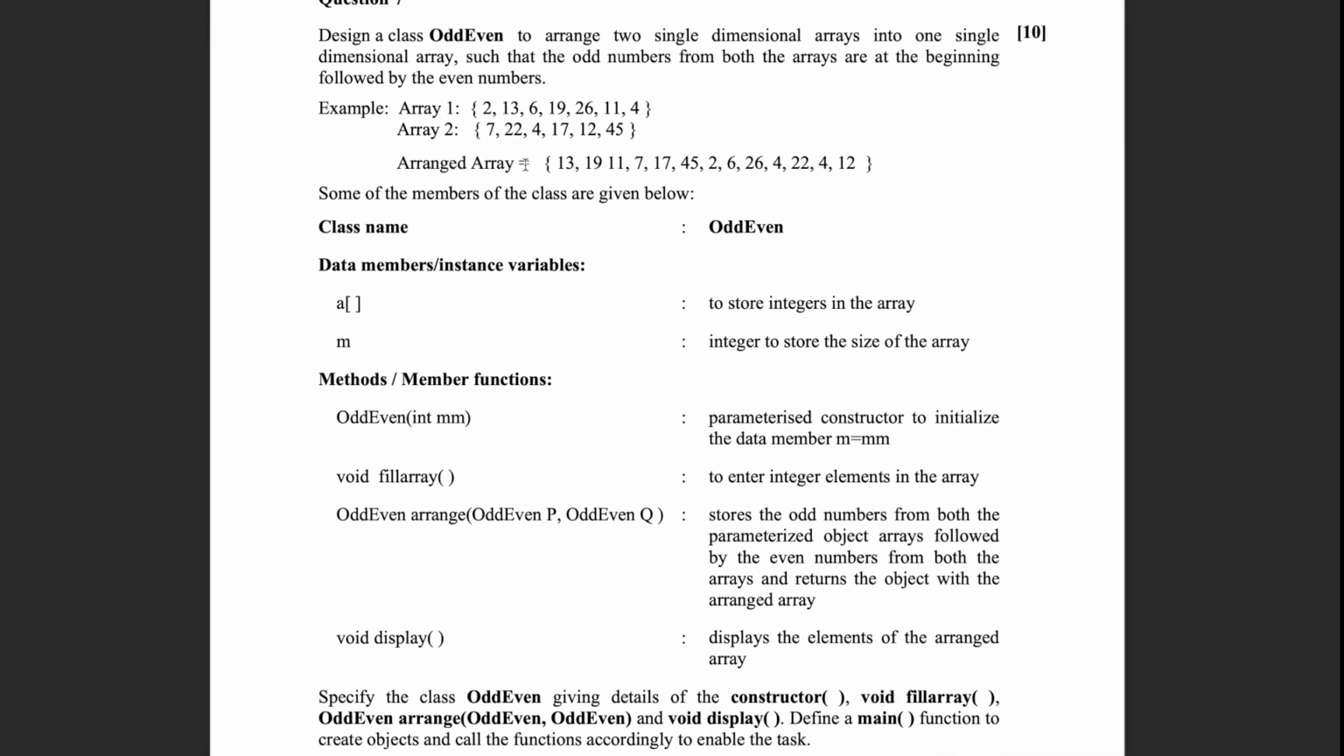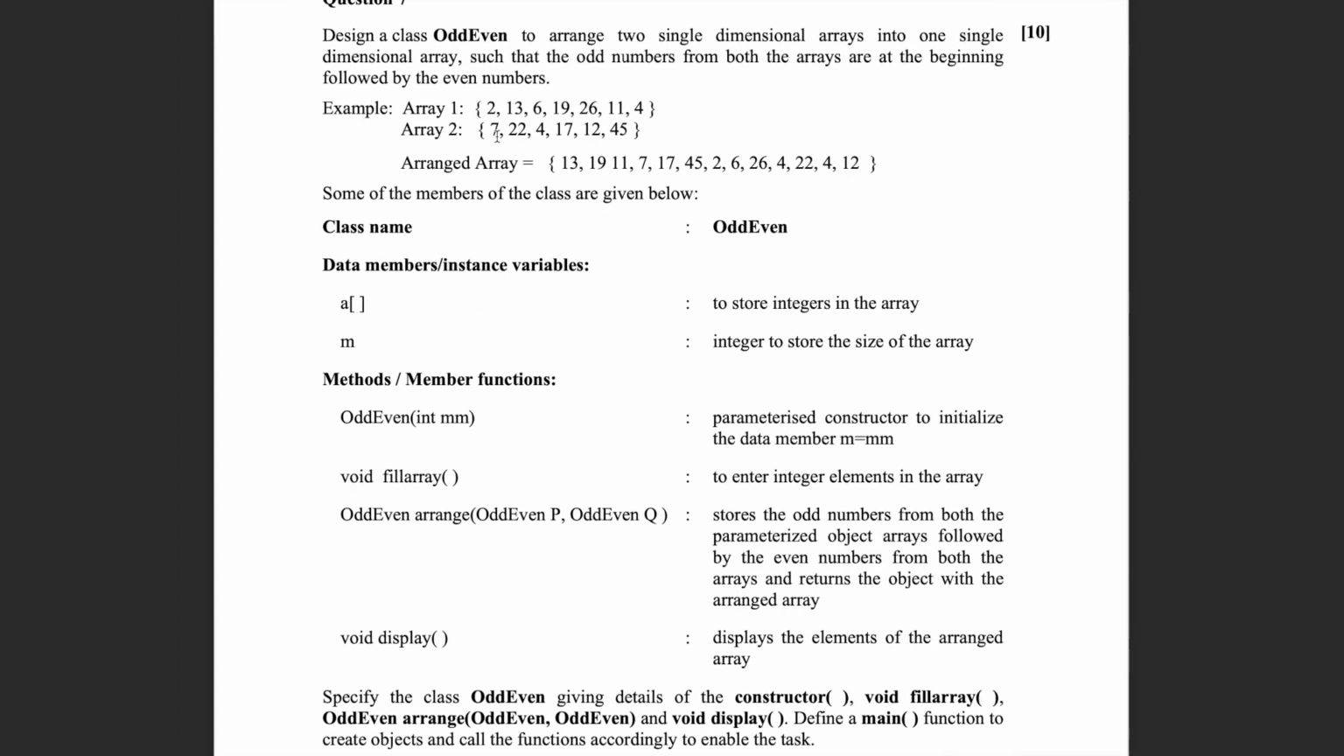So let's begin. This is the question we have to solve, and whenever I solve ISC board computer science questions, I always recommend that you read the question very carefully from the first letter to the last letter. Take a minute and give it a reading. So we have to design a class OddEven. These are the data members, these are the methods, and you have to define a main in this case as well.